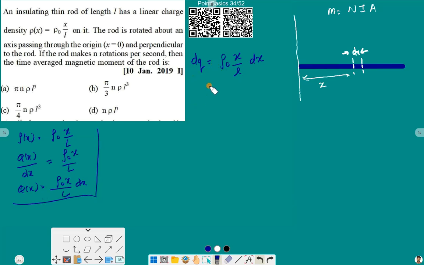Now what we can do is make current out of it. So the current flowing in the small element will be di. As we have n rotations, as mentioned in the question, that the rod is making n rotations per second, this charge is being rotated n times per second, and current is the total charge flowing in 1 second. So total charge in 1 second will be n times the charge in one rotation, divided by 1, because in current we take the calculation for 1 second. So from this di will be n rho node x by L into dx. This is the amount of current.